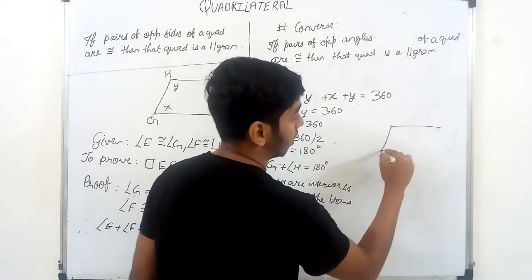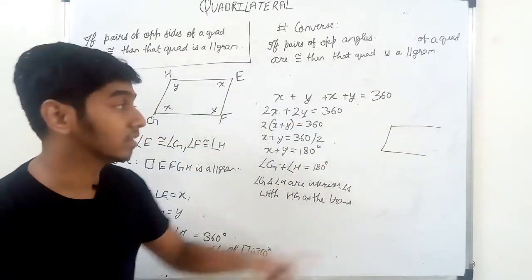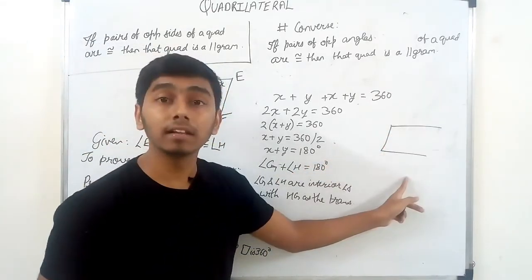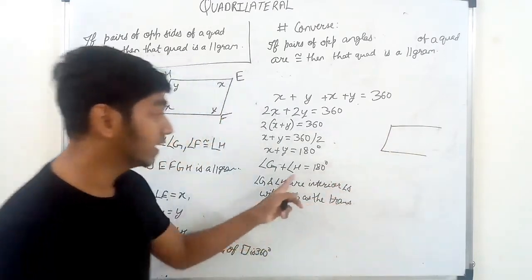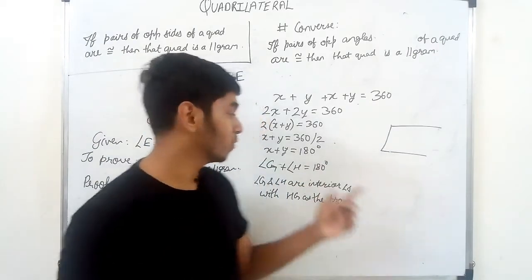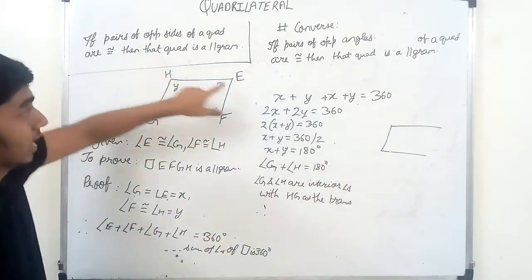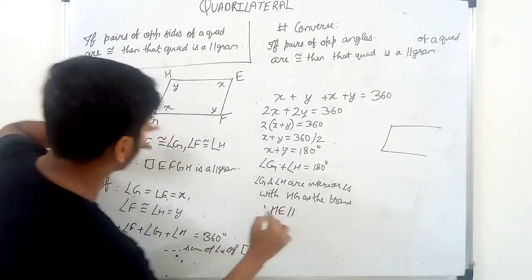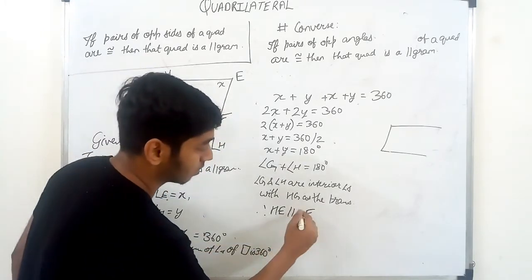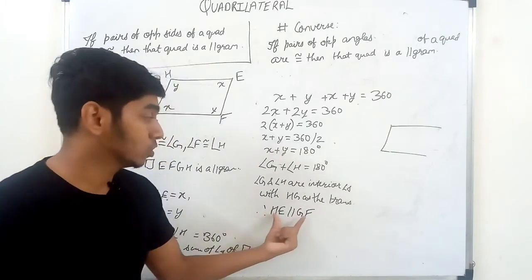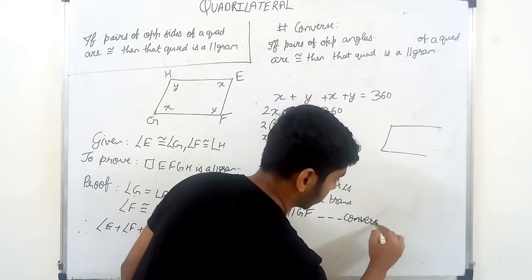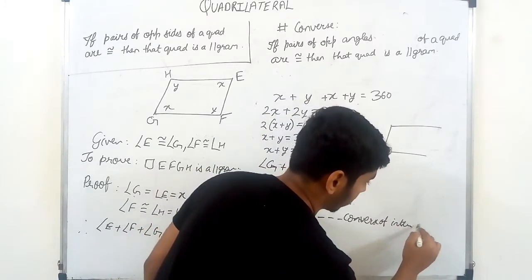So if you remember, when are these two angles interior angles? Or you can say, when will these two lines be parallel? When the sum of interior angles is 180 degrees. So we are getting this. So with the converse of the interior angle theorem, we can say that HE is parallel to GF. Correct? Yes or no? So with this, we can say by converse of interior angle theorem.